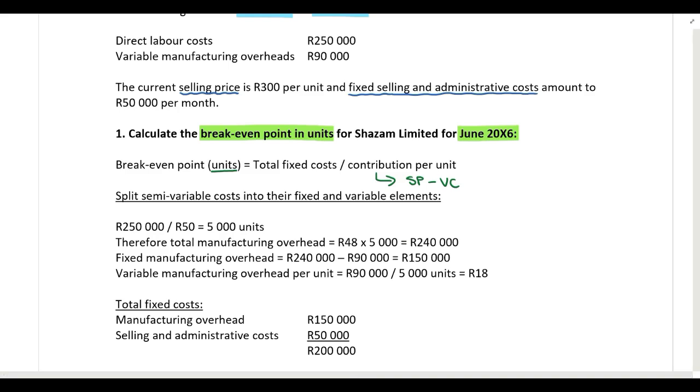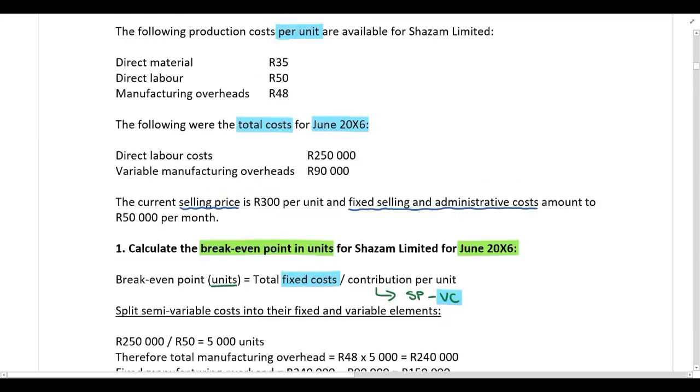Now, it's important to note that your fixed costs and your variable costs are taken into account in different places in the calculation. So it's obviously important, based on the information provided in the scenario, you are going to have to identify which costs are fixed and which are variable so that you take them into account in the correct place. So that's what I recommend you do first. Go back to the information that's been provided and identify what costs are fixed, variable, or semi-variable.